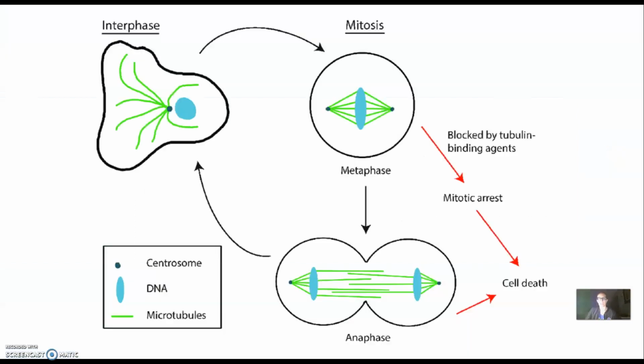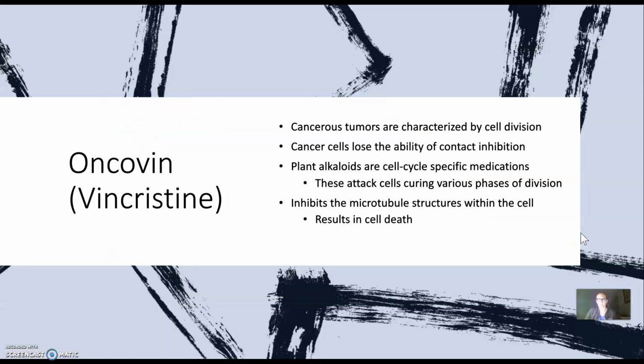Here is a diagram I found that shows what happens during the phases. You go from interphase in mitosis to metaphase to anaphase, but here it shows how it's blocked by tubulin binding agents, which causes mitotic arrest and cell death. Oncovin can also be called vincristine.